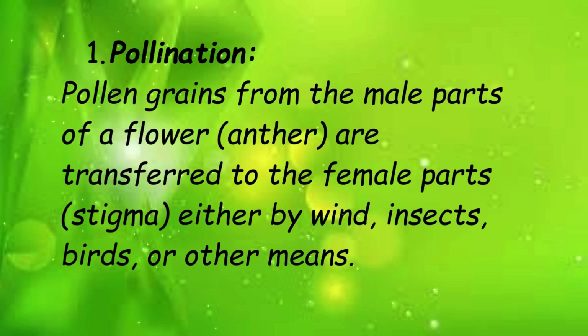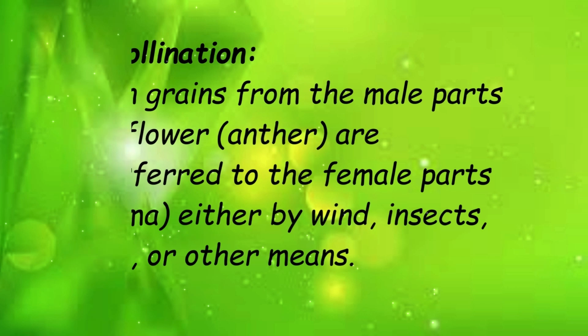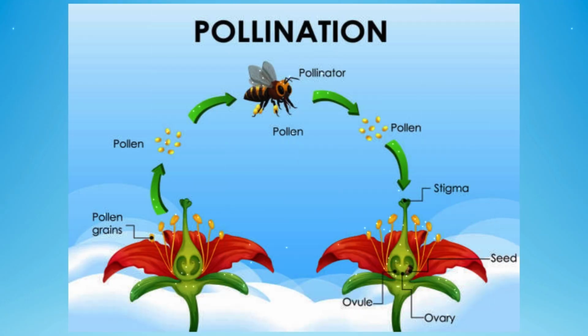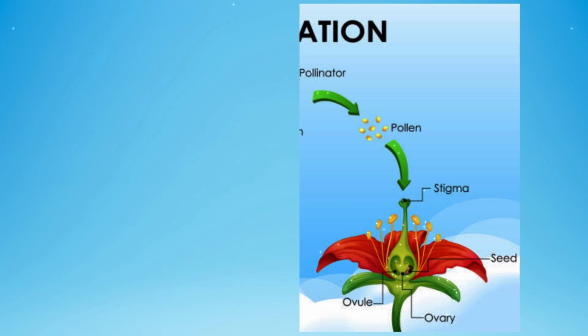First we will learn about pollination. Pollen grains from the male parts of a flower, anther, are transferred to the female parts, stigma, either by wind, insects, birds, or other means. As you can see in this picture, a pollinator is transferring pollen grain to stigma.